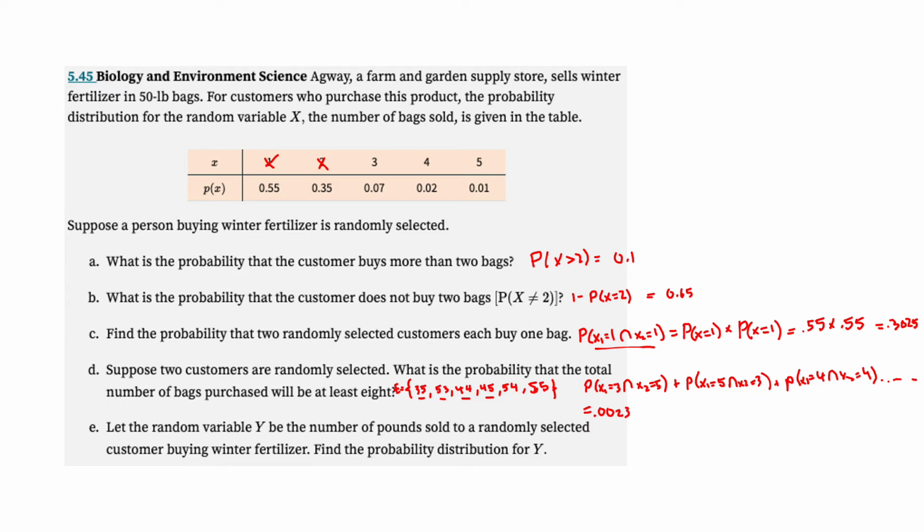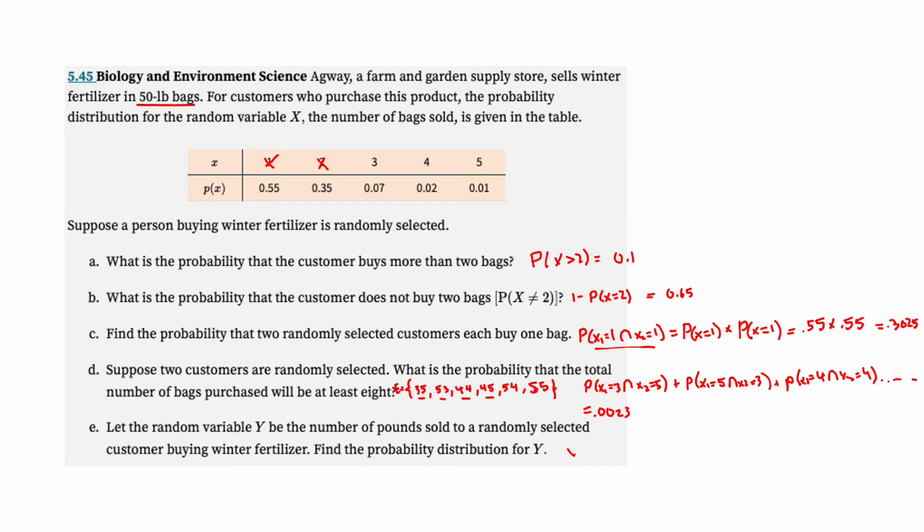Okay. E is applying what we would call a linear transformation to this distribution. This is something where you've got to read closely for the question because it seems like you shouldn't be able to know this. Let the random variable y be the number of pounds sold to a randomly selected customer buying winter fertilizer. Find the probability distribution for y. Now this seems like something that would be continuous, kind of throwing you off. Pounds, something that you would weigh. But if we recall earlier in the question, they mentioned that these are 50-pound bags of fertilizer. So realistically, people are only buying 50 pounds or 100 pounds or 150 and so on.